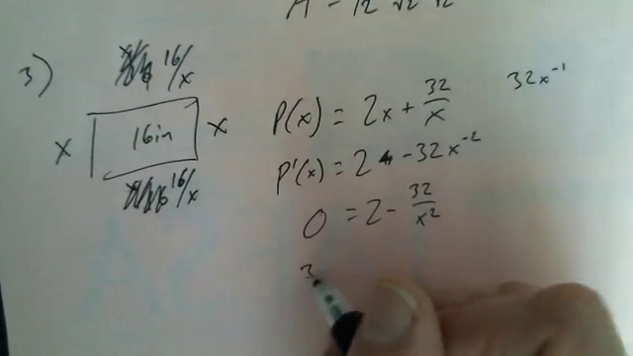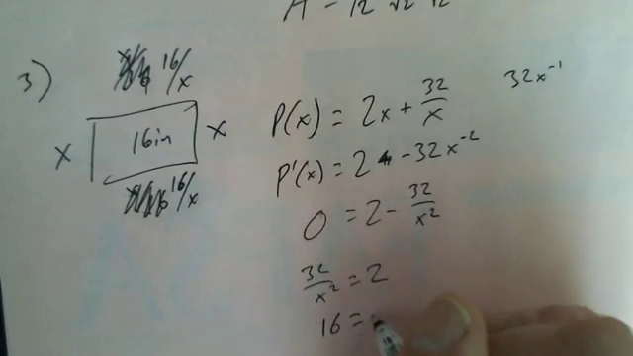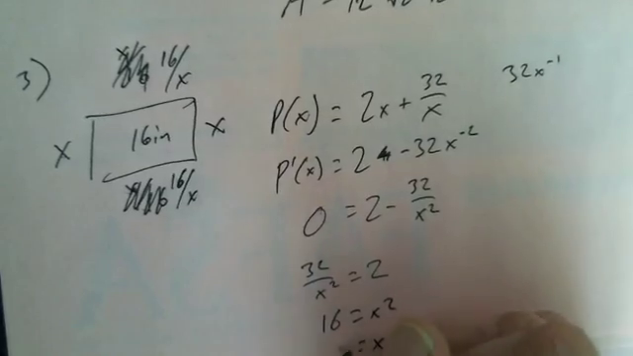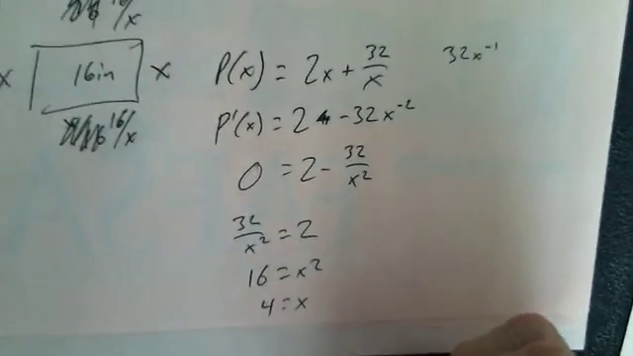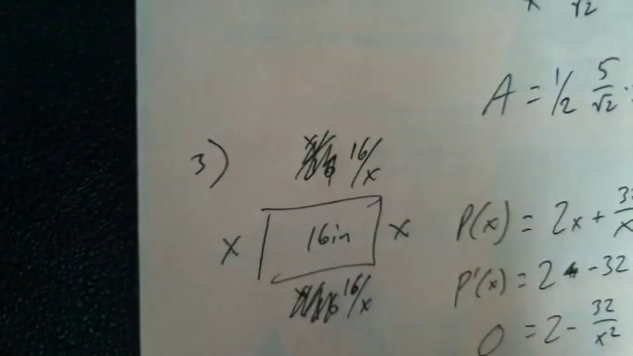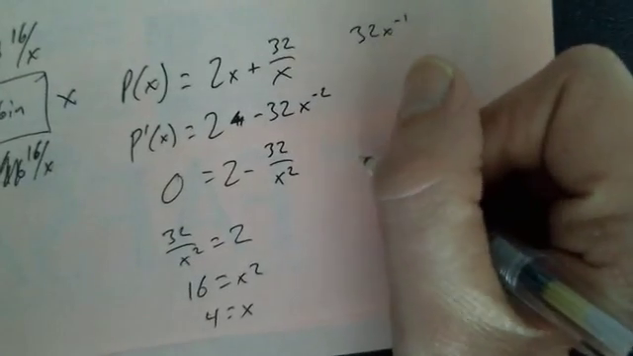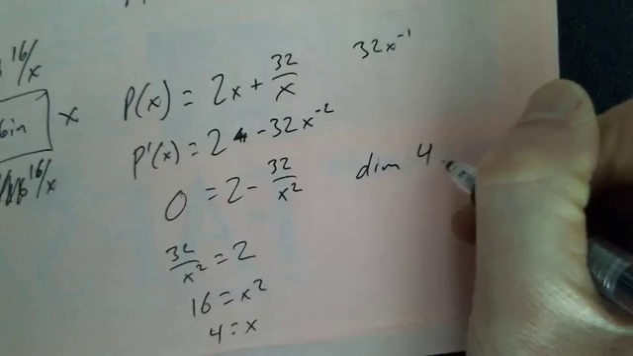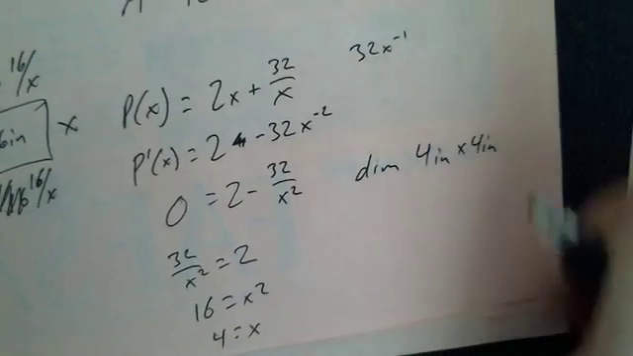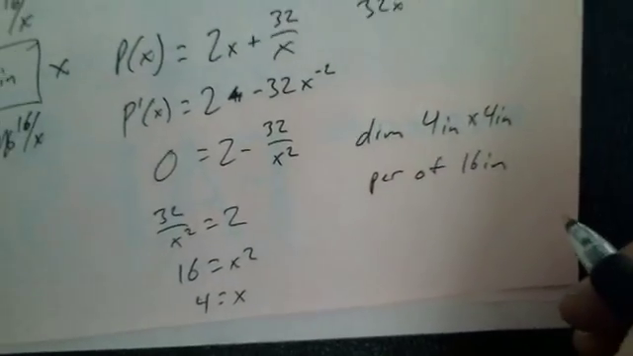Bring this over, multiply, divide, and x winds up 4. And as this is 4, 16 divided by 4 is also 4, so 4 by 4 is smallest dimensions. So dimensions 4 inches by 4 inches, and the perimeter, you actually put the 4 in there, 1, 2, 3, 4, 16 inches, not squared, it's perimeter.